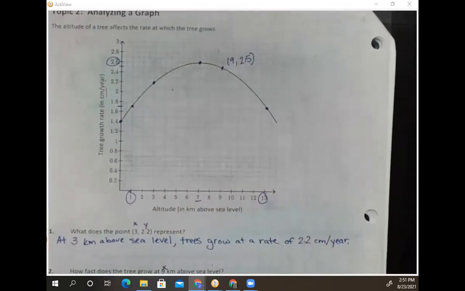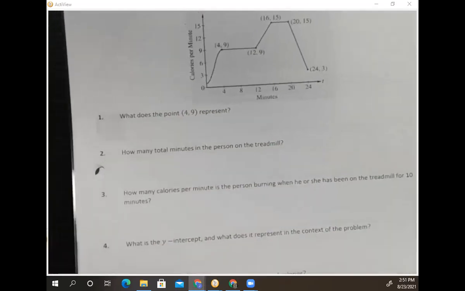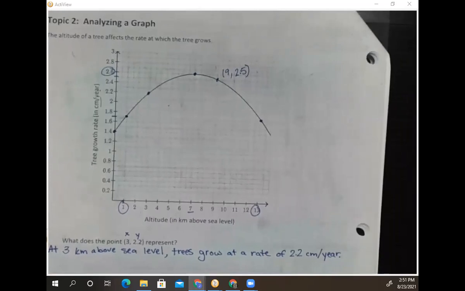For homework, I would like you to complete page 13. So page 13 is another graph. I'm asking you questions about it just like we did together on page 12. Okay, so Delta Math assignment due by the end of the class period, page 13 for homework.